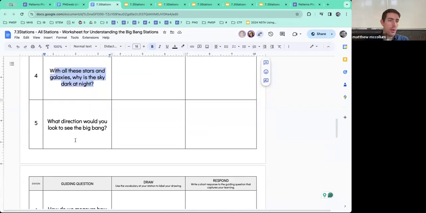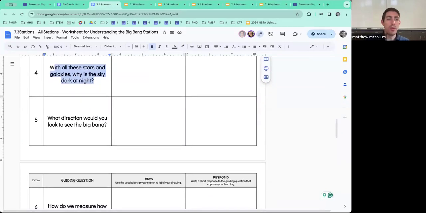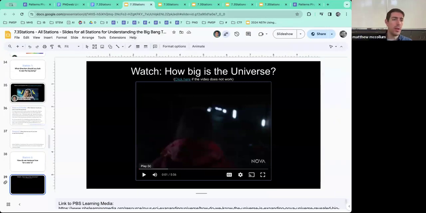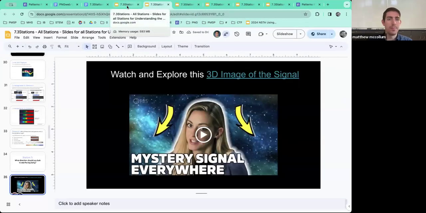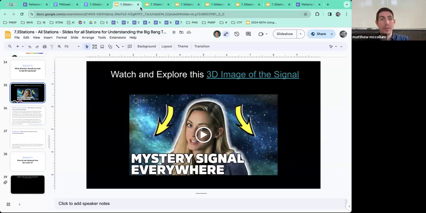Yeah, so our 5th station, what direction would you look at to see the Big Bang? This one has a physics scroll video associated with it. Yep, it's looking at cosmic background radiation. There's like a 3D image of the signal that's in the background, and that kind of gives a good background on where are we going to look in the universe. And so just another nice connection to the Big Bang, using some cool resources that we found.